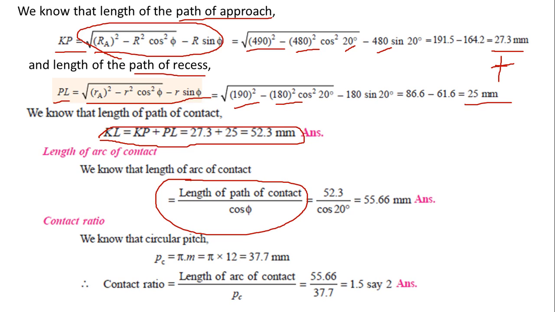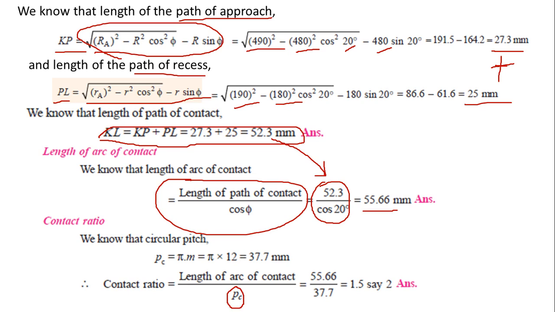Okay. So just divide by cos phi, whatever you get is the value of path of contact. So you get the value of arc of contact as 55.66. And the last step, contact ratio. To get contact ratio, length of arc of contact divided by PC. I just now told you.